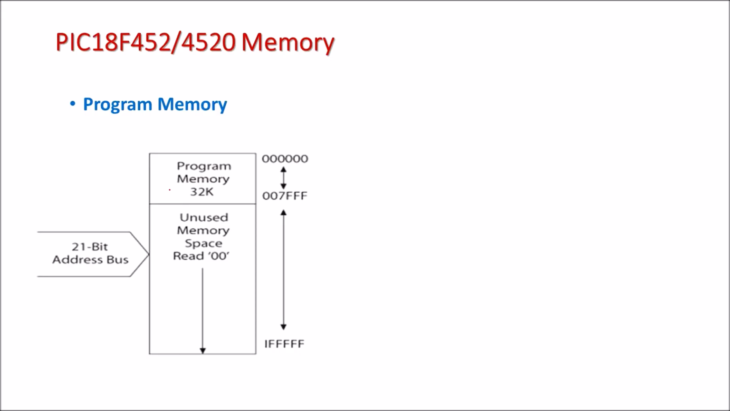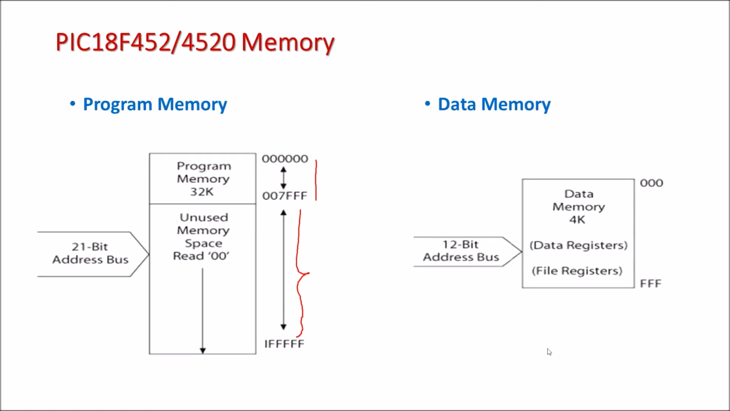Then this is the program memory block again. So here addresses are shown. Here the user can store data, and in this unimplemented area, if you try to read data, we can read 00. For data memory, 12-bit address bus, 8-bit data bus. The addresses vary from 000H to FFFH.